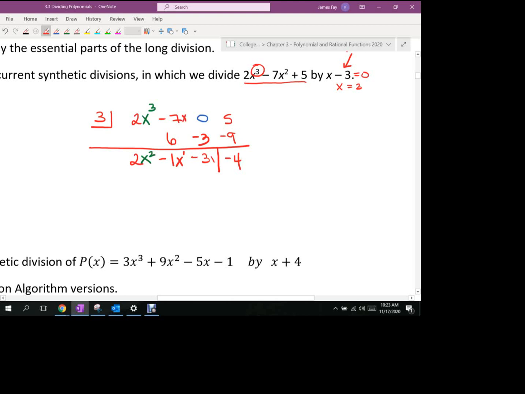Right. So this was x squared. This was x to the first, right? Does that make sense? Is that what you're asking?